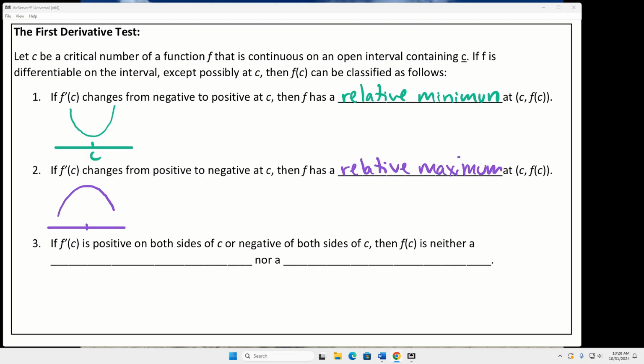All right, that's going to be a situation like that. We have a critical number because we have that horizontal tangent line, and then that results in a relative maximum. All right, and then there are situations when the derivative is 0, or the derivative is undefined at that point, but the first derivative sign doesn't change.